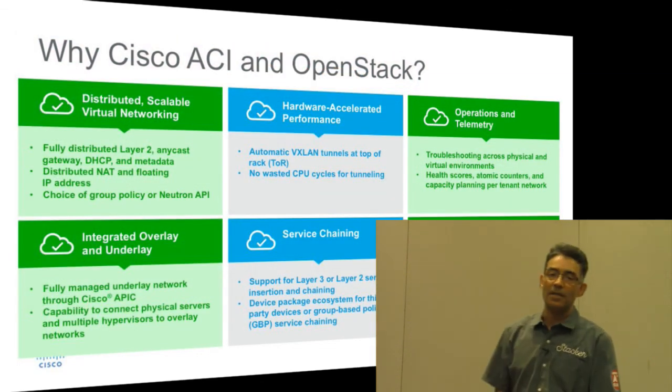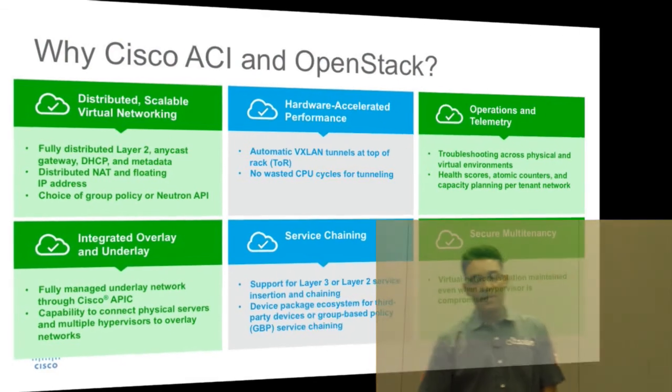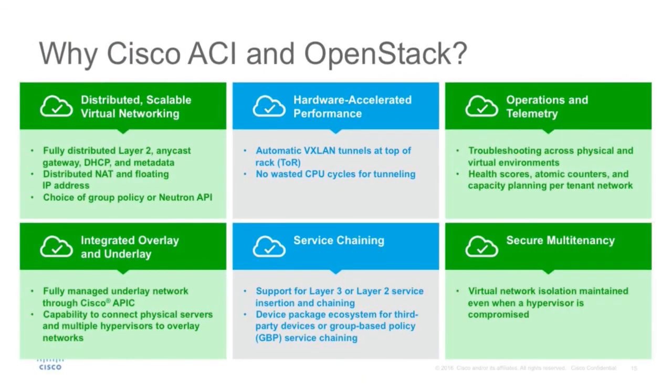This is true for group-based policy or the Neutron model, that all the functions are distributed on the hypervisors, which means there's no central Neutron node, and all the routing is done by ACI directly from the compute node. Integrated underlay and overlay, it's fully managed. That's why we get the full visibility. If we have a third-party overlay, then it becomes a little problem chasing all the tunnels that are going, because it's all virtualized.